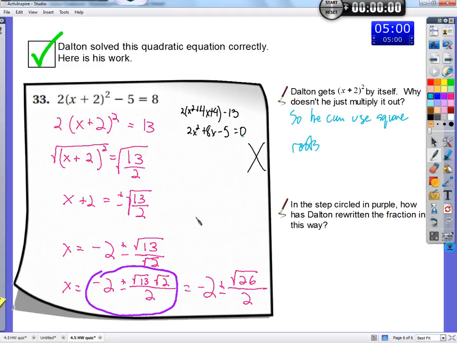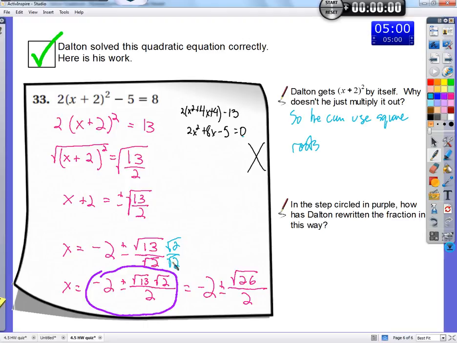Okay. In the steps circled in purple, how has Dalton rewritten the fraction in this way? So here we have this fraction, root 13 over root 2, and here we have root 13 times root 2 over 2. How did that happen? Kayla? He multiplied the square root of 13 over the square root of 2 by the square root of 2. Multiply by square root of 2 over square root of 2. Right? Ooh, lots of square roots. Tongue gets all tied up.